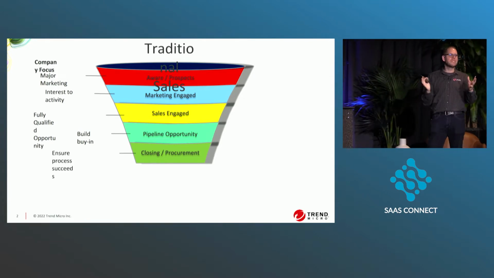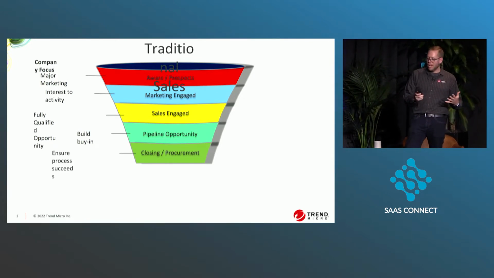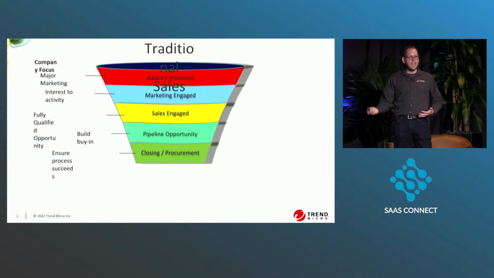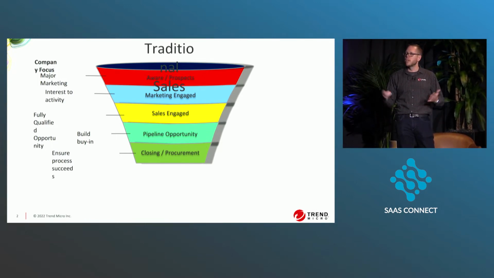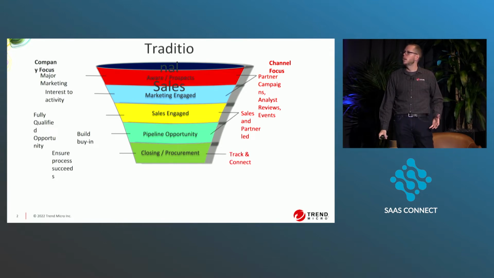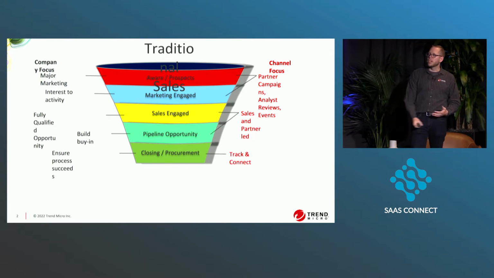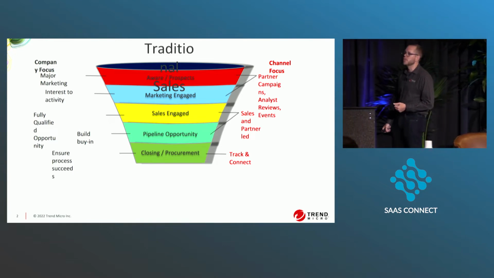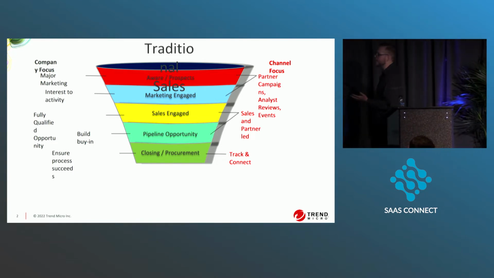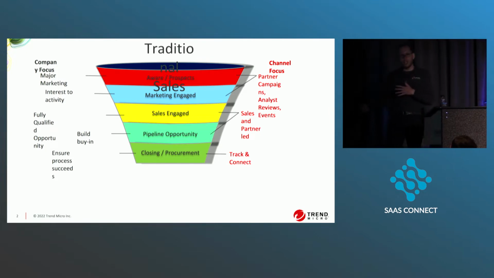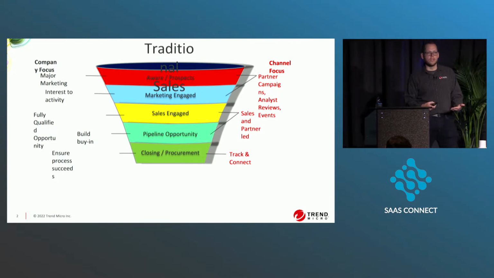So most everyone's familiar with the traditional sales model. Starting on top, we want to engage customers and partners, funneling down to a large, involved deal with a lot of new money coming in, focusing on closing the deal. On the channel side, we're running partner campaigns, pushing analyst reviews, leading events, and trying to track and connect our deals coming through, making sure our sellers are helping our channel partners. We've gotten very good at this over the years.